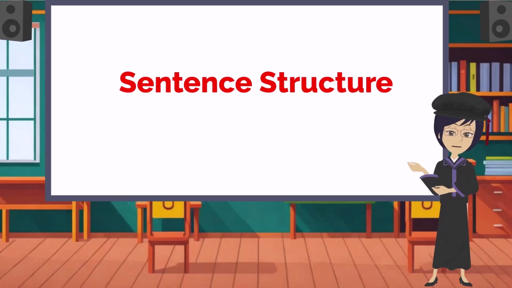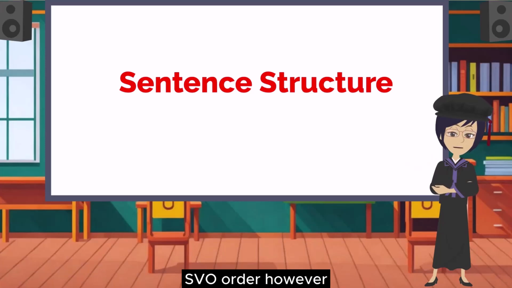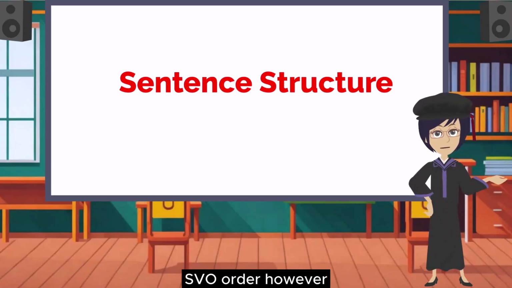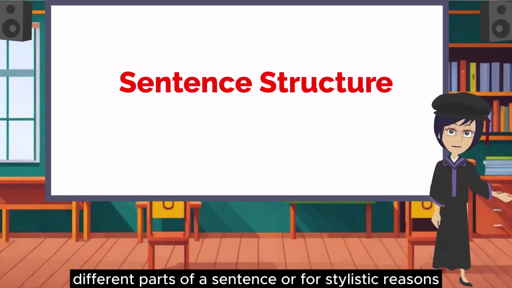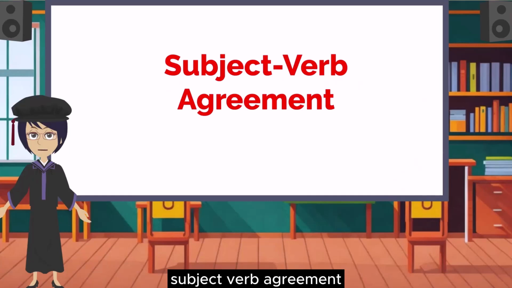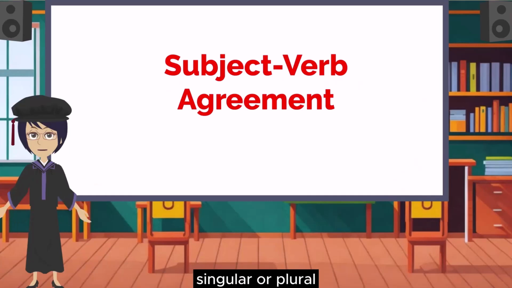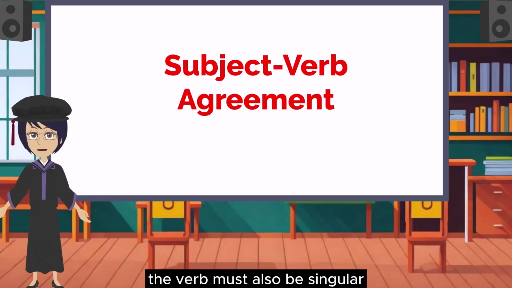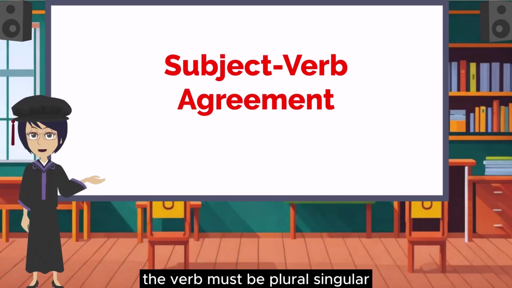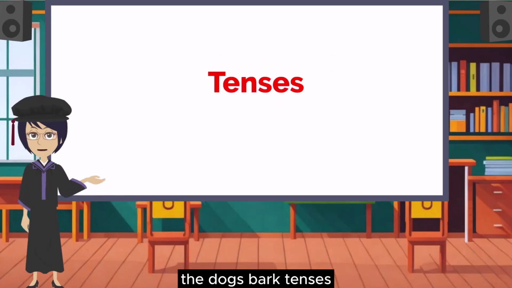Sentence structure. A standard English sentence typically follows a subject-verb-object (SVO) order. However, sentence structure can vary to emphasize different parts of a sentence or for stylistic reasons. Subject-verb agreement. The subject and verb in a sentence must agree in number, singular or plural. If the subject is singular, the verb must also be singular, and if the subject is plural, the verb must be plural. Singular, the dog barks. Plural, the dogs bark.